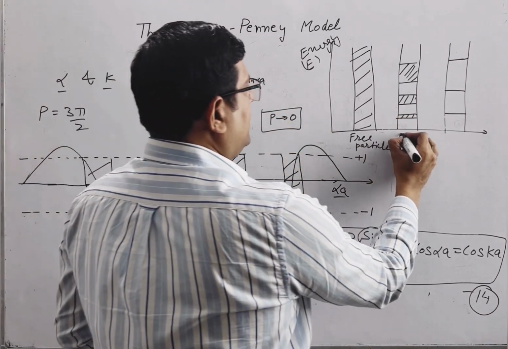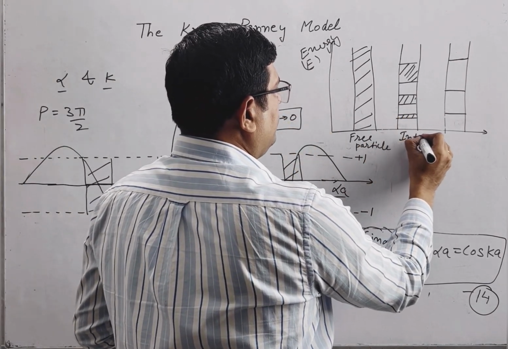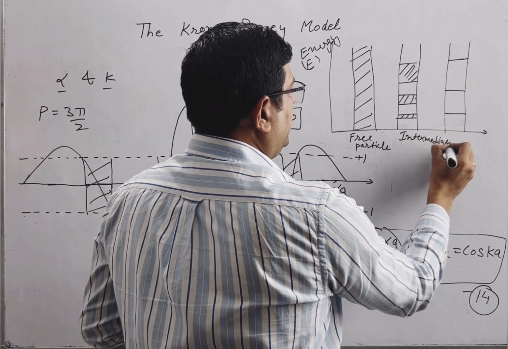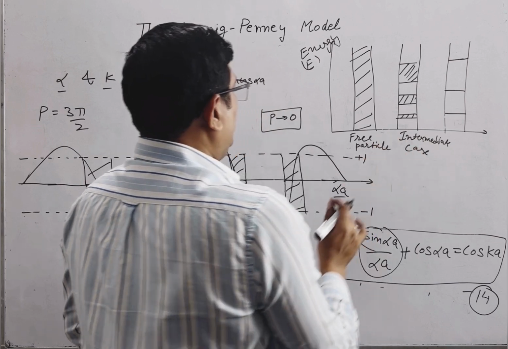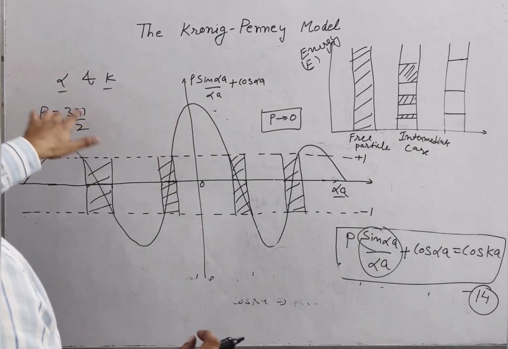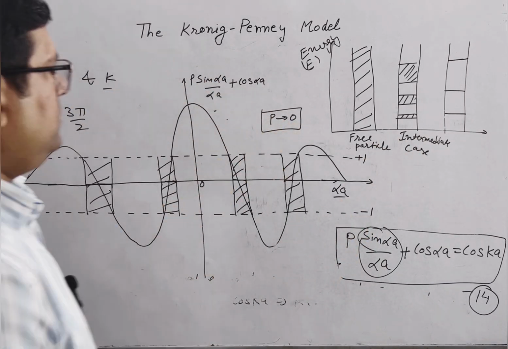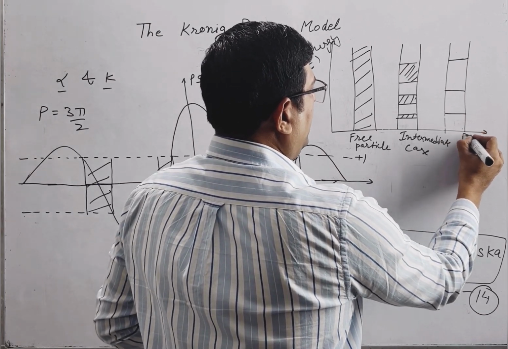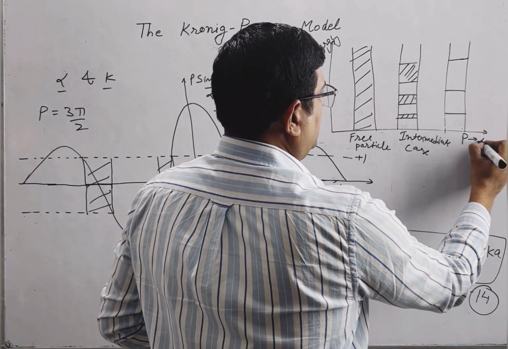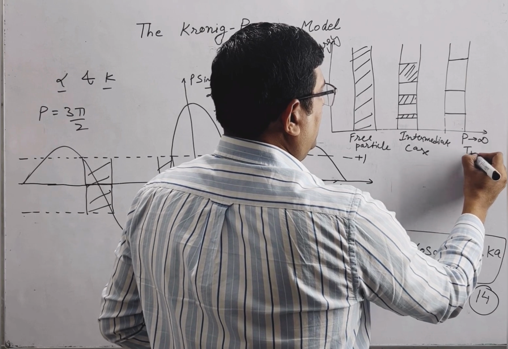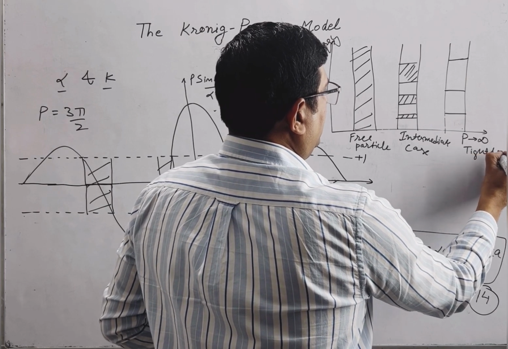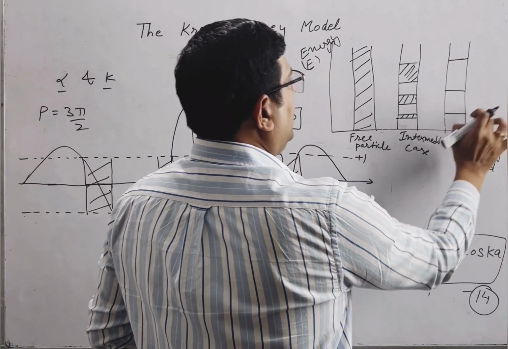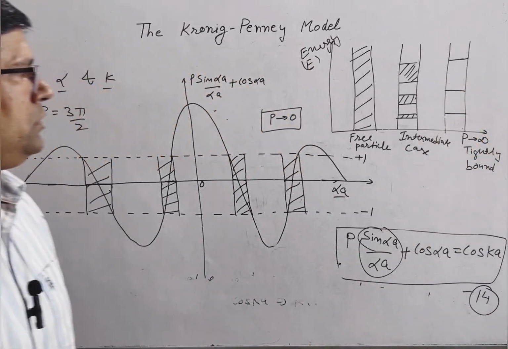Okay, this is the intermediate case, when we have considered P equal to 3 pi by 2 or something else. Okay, and this is the case when P approaches infinity. Tightly bound case. We get the discrete values.